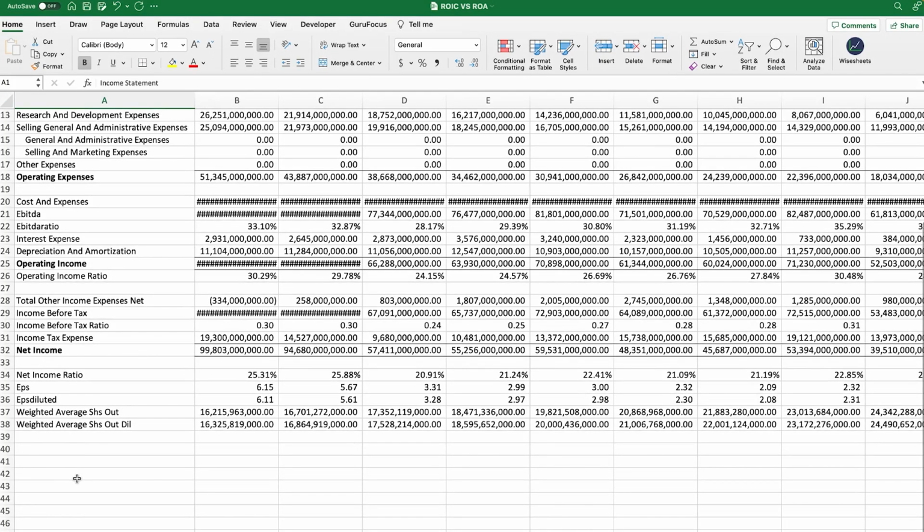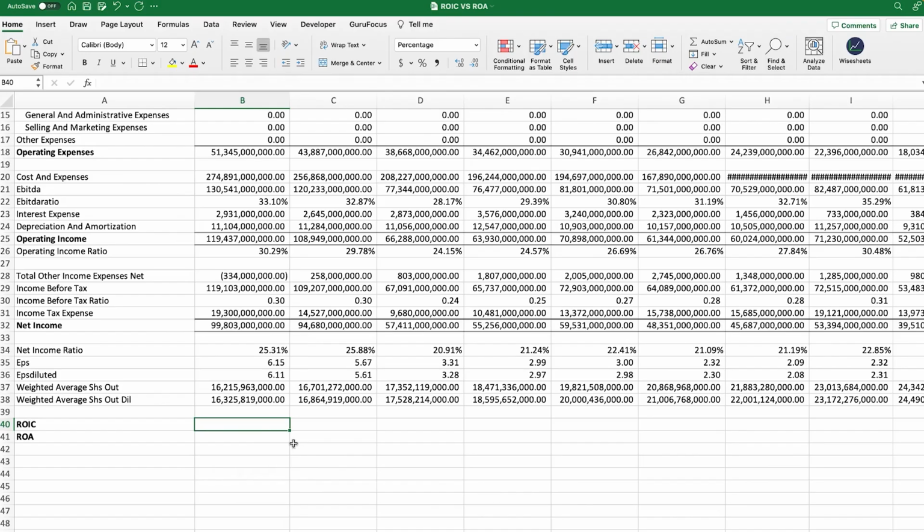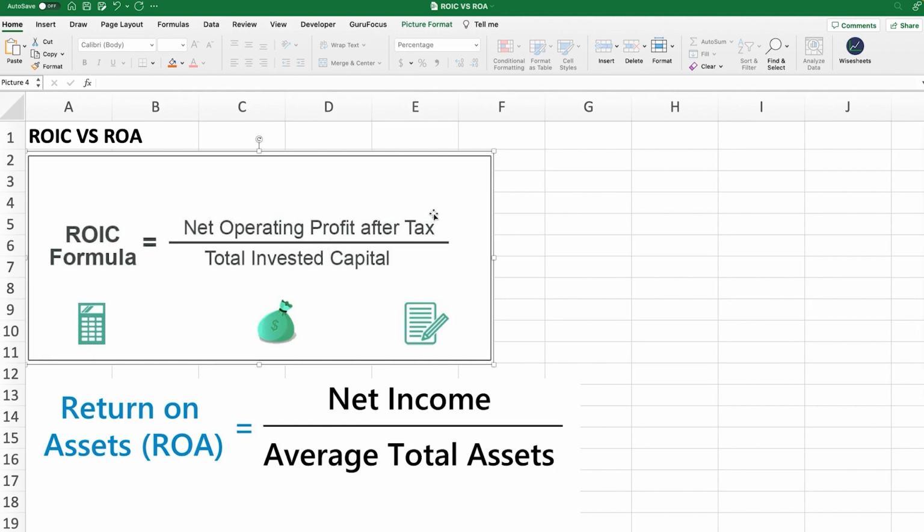Now, with this data, we can go ahead and calculate these two numbers. So we're going to enter the ROIC here and then the ROA here on this part of the spreadsheet. Starting with the ROIC, we need to get the different values that make up the formula itself. So we're going to start with the top of the formula, and this includes the net operating profit after tax. So we're going to calculate this value first.